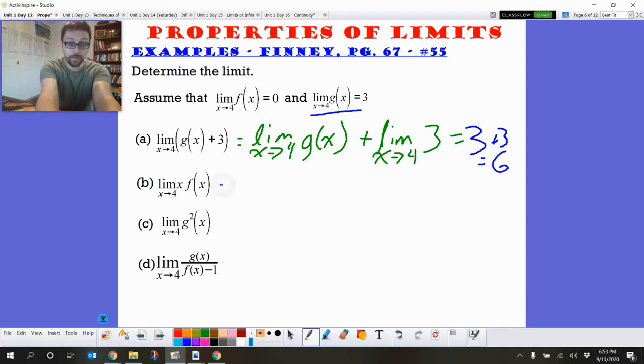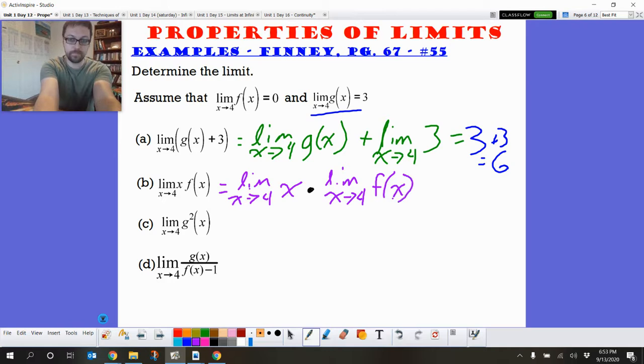Let's take a look at this next one. I've got x times f of x. Again, I don't know what x times f of x is, I don't even know what f of x is, so I'm going to break this up into two smaller limits that I can do something with. The limit as x goes to 4 of x times the limit as x goes to 4 of f of x. They told us the limit as x goes to 4 of f of x up here, so it's 0.